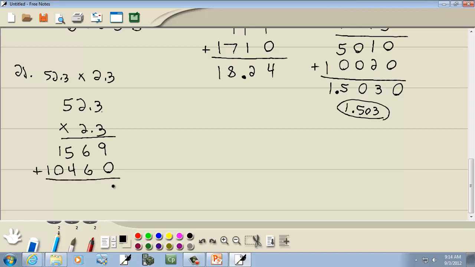Now we're going to add those. 9 plus 0 is 9. 6 plus 6 is 12. Put 2, carry the 1. 5 plus 4 is 9, plus 1 is 10. Put the 0, carry the 1. 1 plus 1 is 2. And then 1.